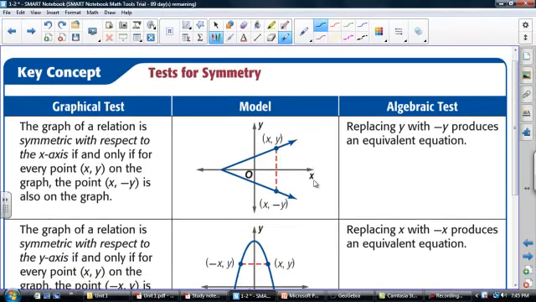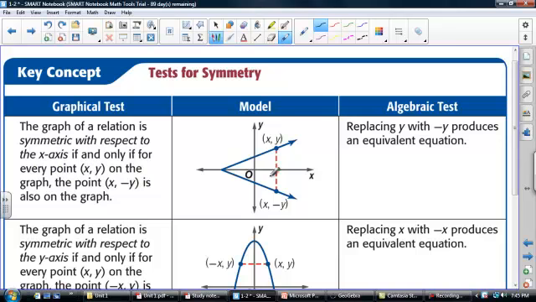Okay, next concept, tests of symmetry. We have the graphical test. The graph of a relation is symmetric with respect to the x-axis, meaning you can fold it over the x-axis, if and only if for every point (x, y) on the graph, the point (x, negative y) is also on the graph.